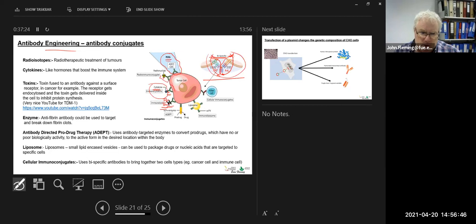And for some of them, there's a bit more detail given here in this slide in relation to what each one of them actually involves.